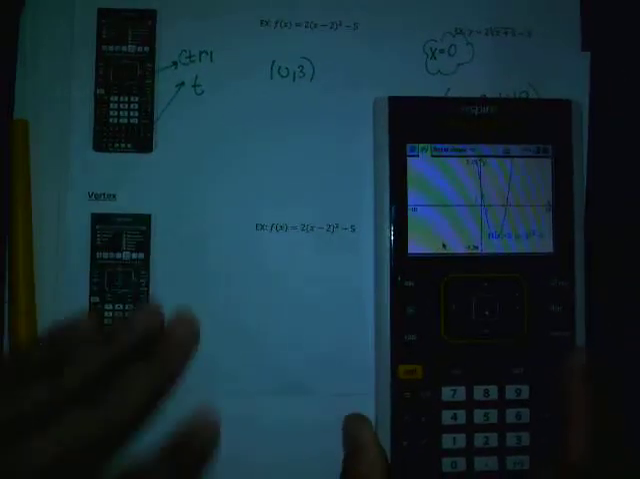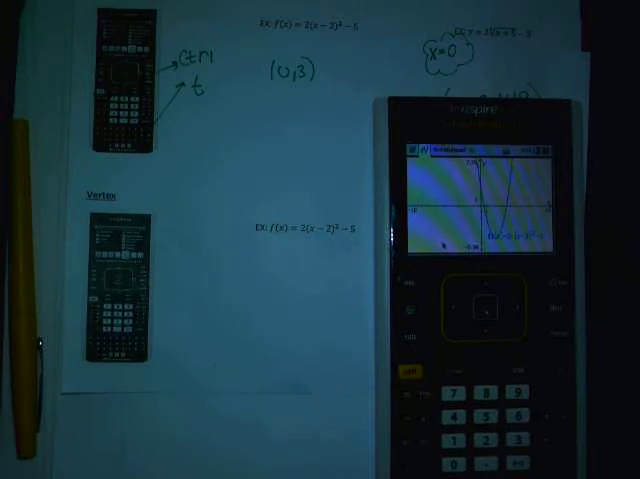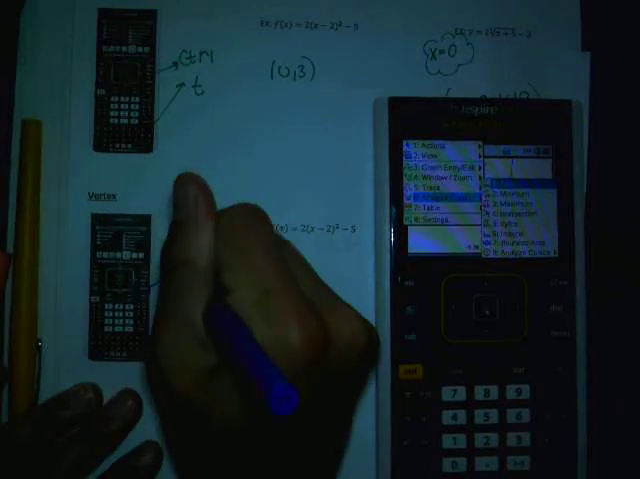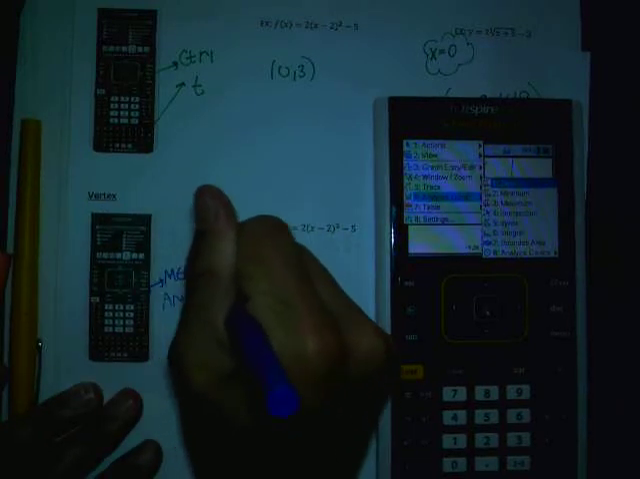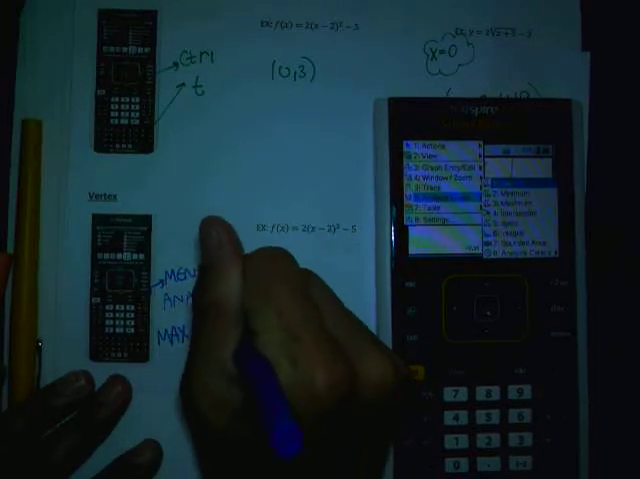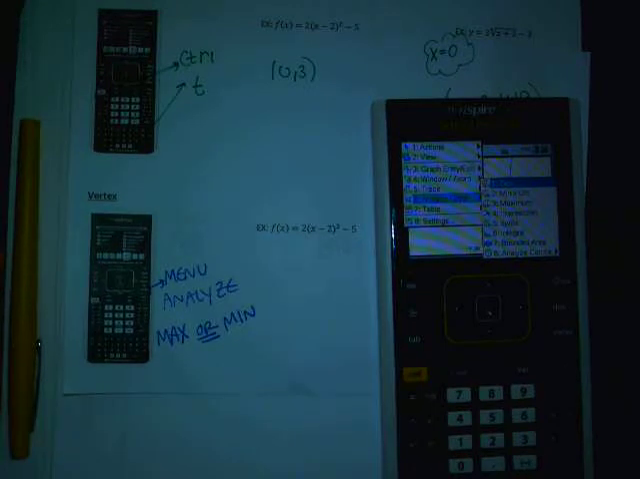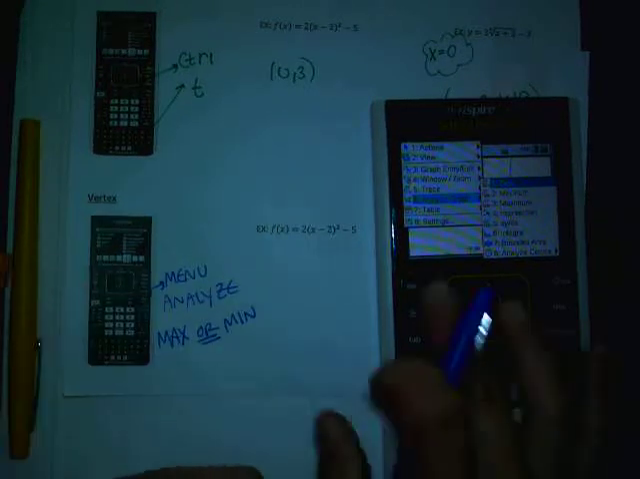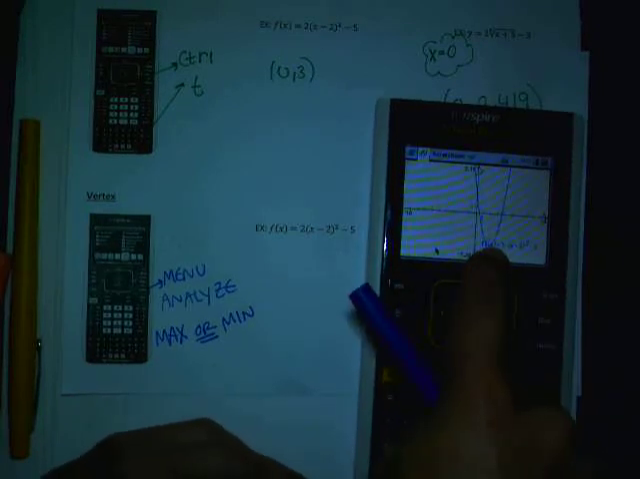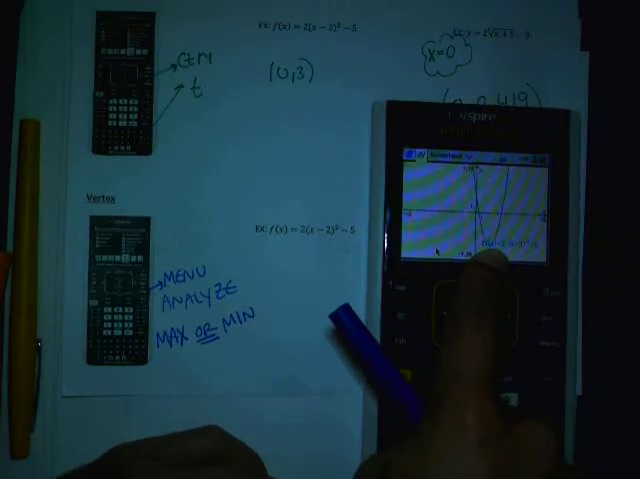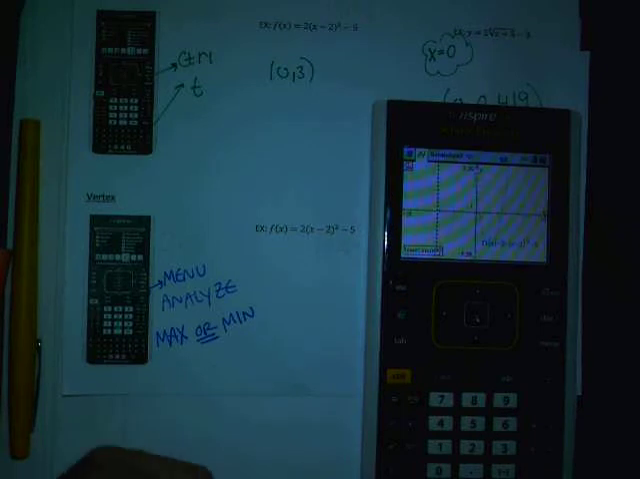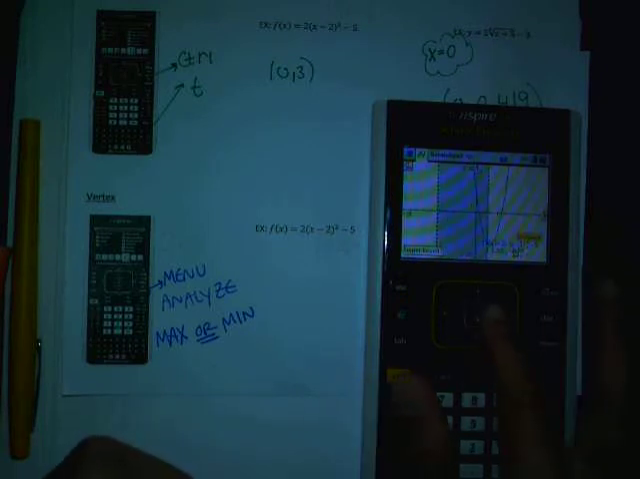All right, let's go down to vertex. When you menu, analyze your graph, there is no button for vertex. The reason why is because your vertex is the max or the min. It will not be both, it'll be one or the other. So you have to look at your graph and decide whether your vertex is a maximum or a minimum. In my example, it is a minimum. So I'm going to menu, analyze the graph, click minimum, and highlight my function.